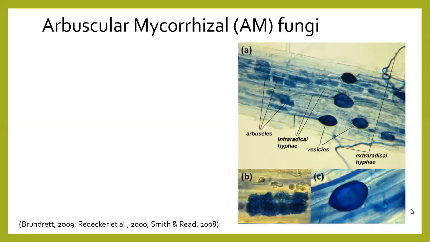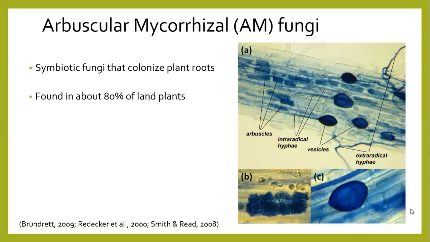So first, arbuscular mycorrhizal fungi, or AM fungi, or AMF. They are symbiotic fungi that colonize plant roots. And this is a very widespread symbiosis. It's found in about 80% of land plants. And it's also believed that it allowed plants to colonize land 450 million years ago. So it's important for the evolution of plants as well.